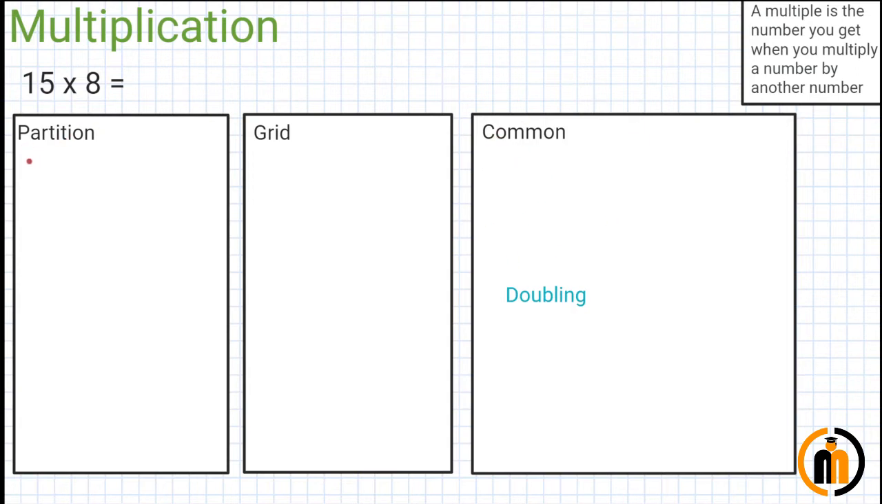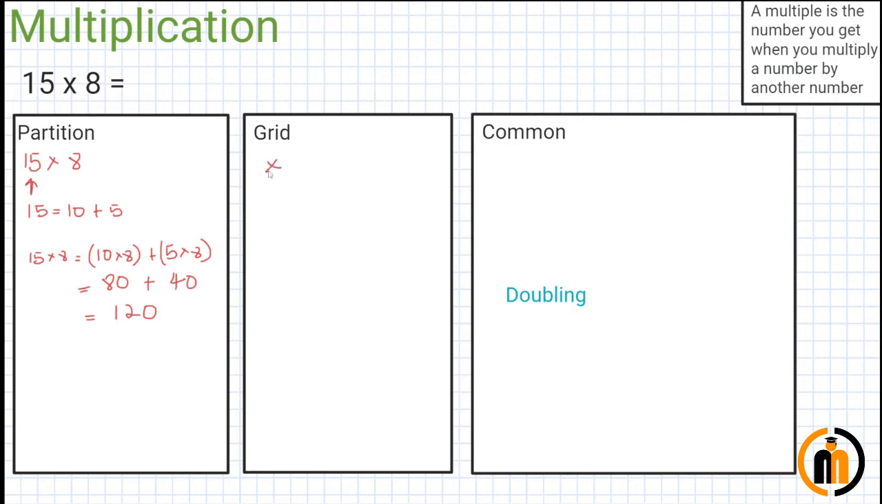Now to explain, we have 15 times 8. We partition the number 15 into tens and digits, 10 plus 5. So another way of writing this is 15 times 8 is equal to 10 multiplied by 8 plus 5 multiplied by 8. Then we do them one by one. 10 times 8 gives 80, and 5 multiplied by 8 gives 40. So the answer here is 120.